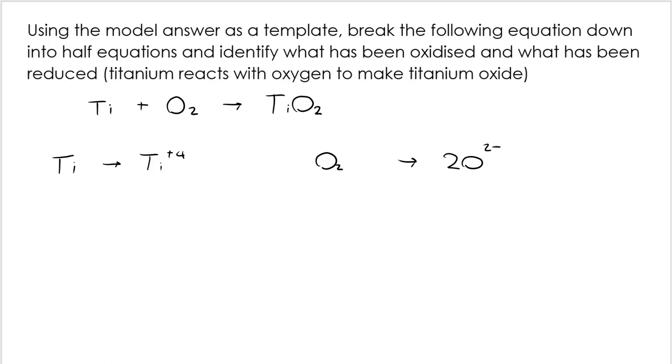We can build our electrons in. So that becomes Ti goes to Ti4+ plus 4e-. And O2 plus 4e- goes to 2O2-. So the titanium has lost electrons, so it's been oxidized. The oxygen has gained electrons, so it's been reduced.